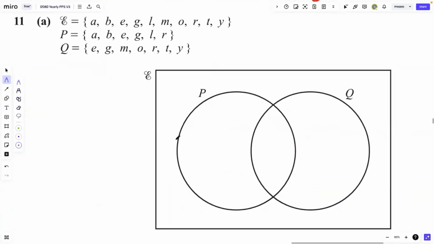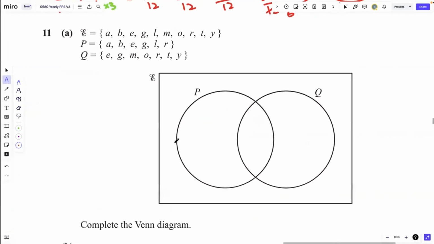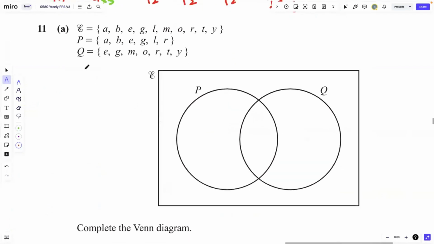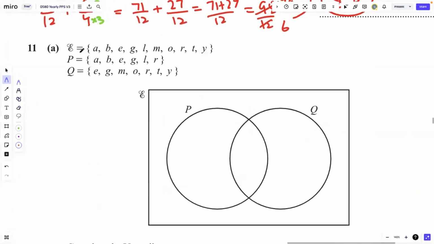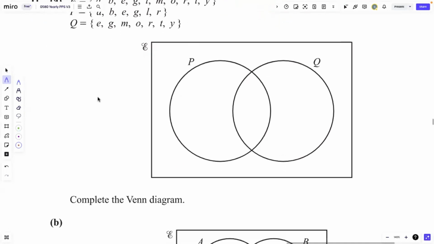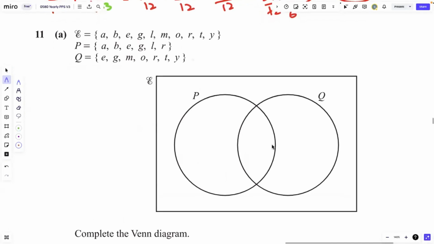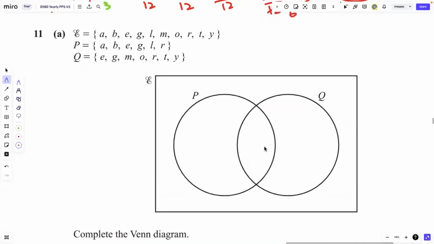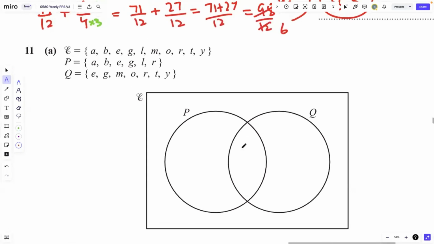The next question is of sets. We are supposed to complete the Venn diagram using the information. So the first set is actually the universal set that comprises the entire rectangle. And then you have two subsets in the universal set, the set P and the set Q. And you're supposed to complete the Venn diagram. So you just have to mark which set will be carrying which alphabet here, or which element particularly.